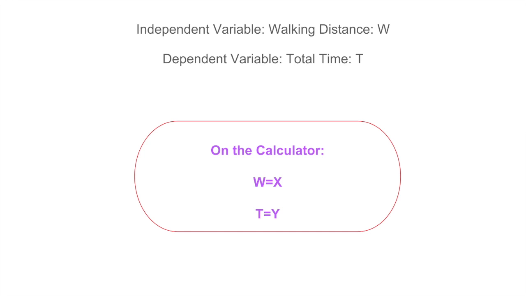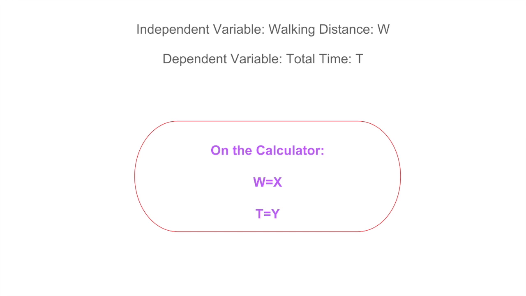Our variables in our calculator are going to be different from the variables in our function or equation. In our equation, we use w as our independent variable, or walking distance, and t as our dependent variable, or the total time. But in our calculator, we're going to use x and y. So y in our calculator is going to be equal to t, and x in our calculator is going to represent w, which makes sense because on a graph, x is the independent variable.